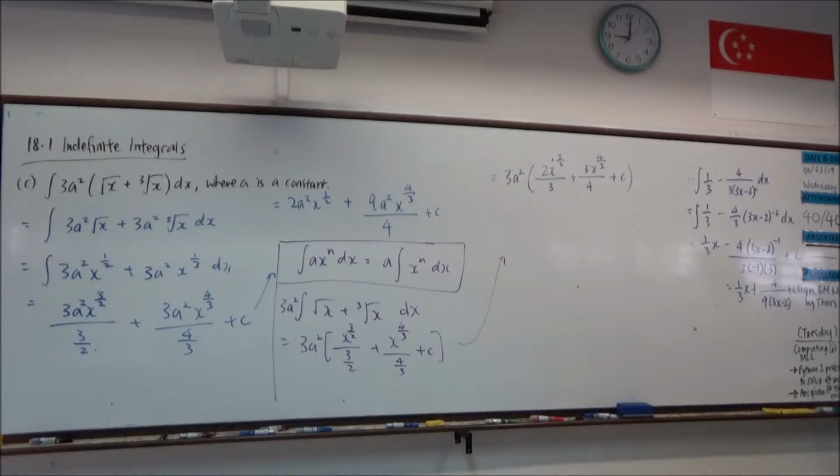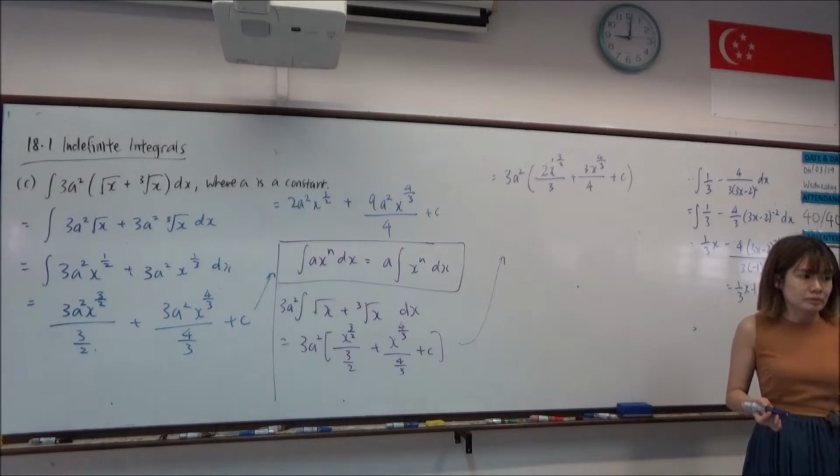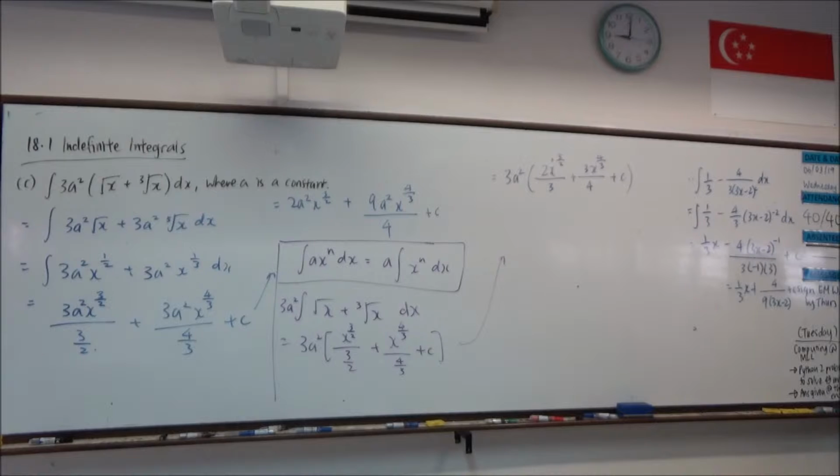Any questions? Then the C will convert. You can keep it as 3a squared C, or else you can change it to D, which is also fine. But please definitely do not use E. Why should we not use E? E is the exponential, so do not use E.